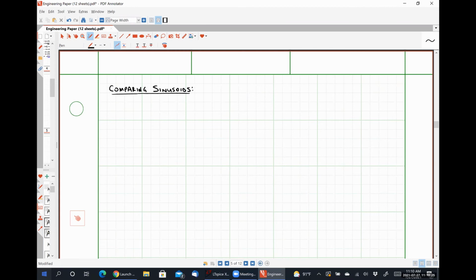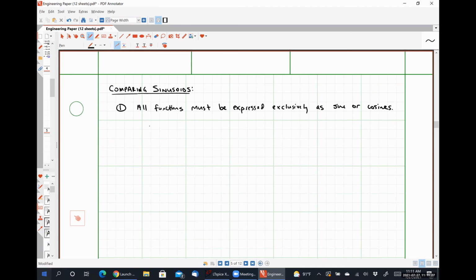All right, so in order to compare sinusoids, 3 criteria must be met. The first criterion is that all functions must be expressed exclusively as sine or cosines.